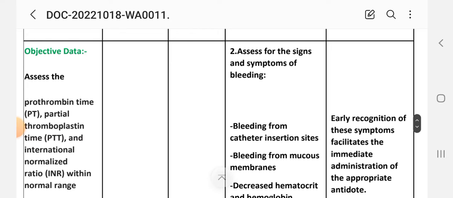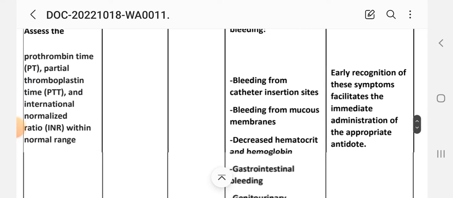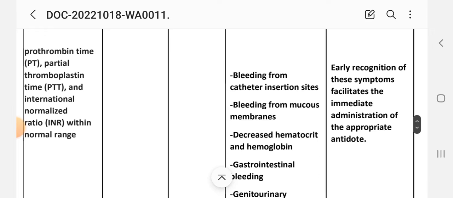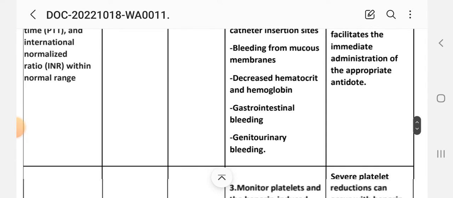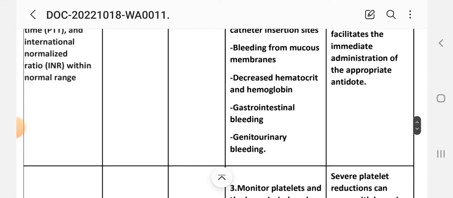Second, assess for signs and symptoms of bleeding, such as bleeding from the catheter site, bleeding from the mucous membrane, decreased hematocrit or hemoglobin, gastrointestinal bleeding, genitourinary bleeding, etc.